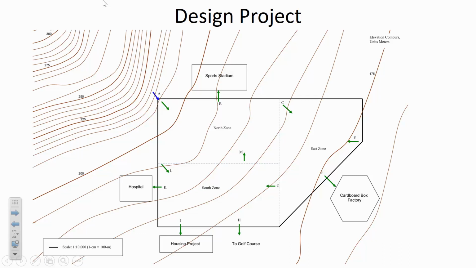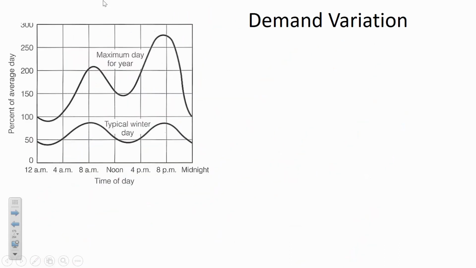But number 2, think about seasonal variations in water demand. Now, how does people's consumption of water vary from month to month? And then also, how does it vary day by day?